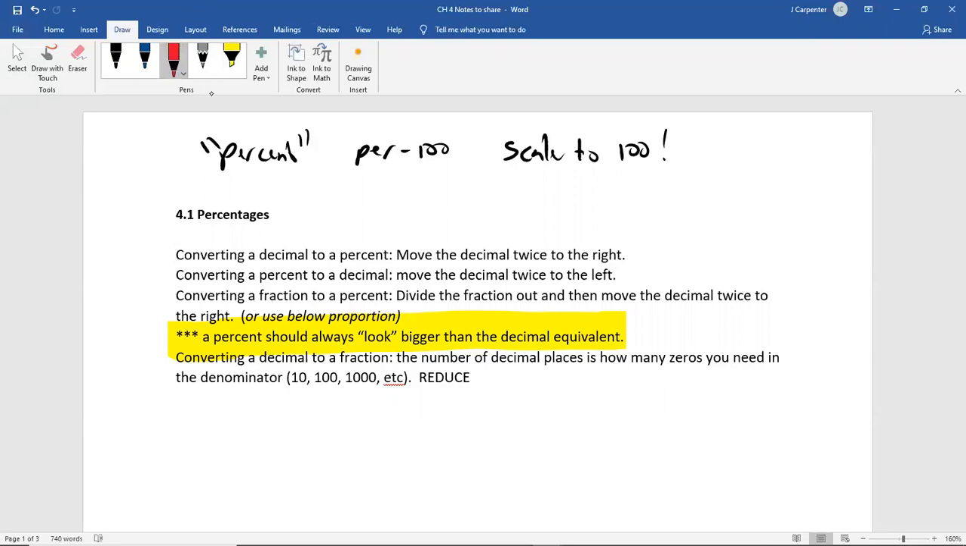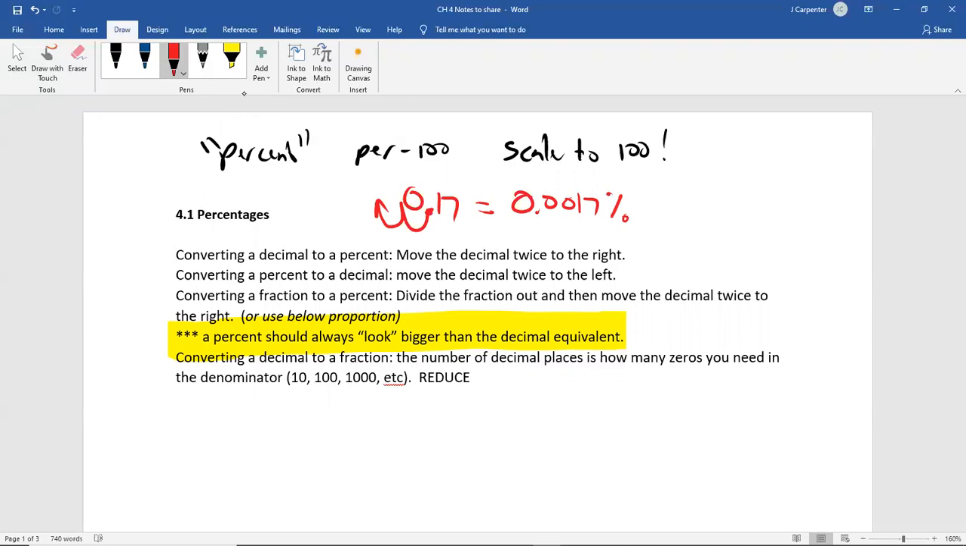So what I'm saying is, let's say you had an example and you were supposed to convert 0.17 to a percent. Let's say you did this. You took its decimal and you said, I'm going to move it twice to the left. And then you got 0.0017, and then you toss your percent symbol in there.